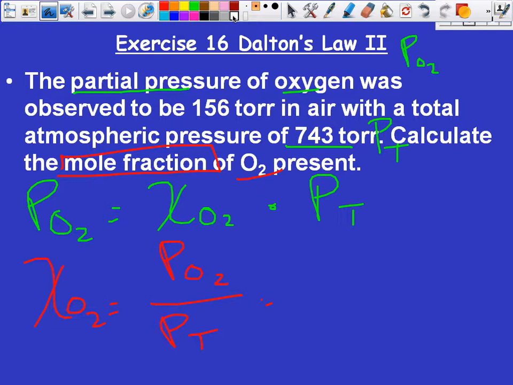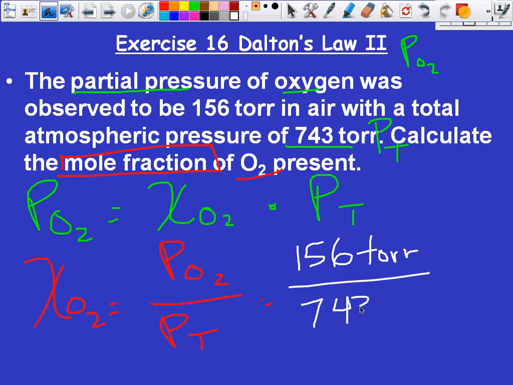Then you just plug your numbers in. 156 torr divided by 743 torr will give me an answer of 0.210. And there are no units on this. Well, think about it, that makes sense: torr divided by torr, the torrs cancel, leaving you with no units.